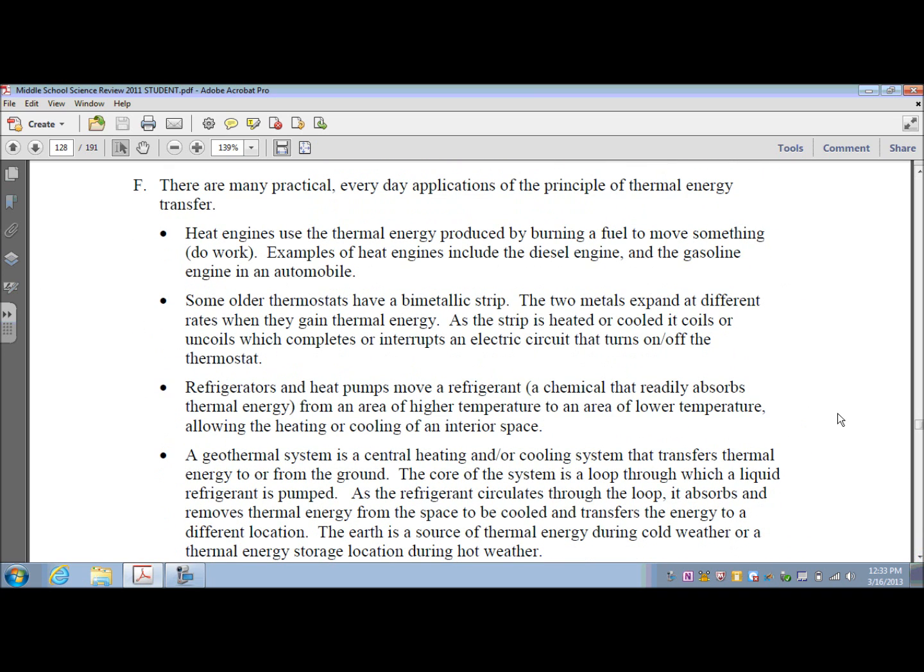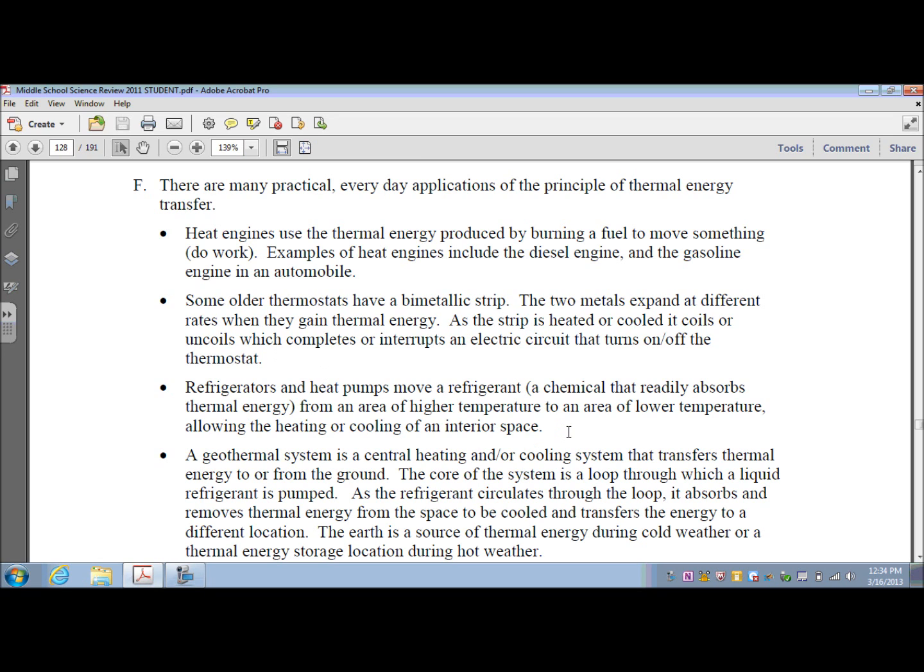Section F. There are many practical everyday applications of the principle of thermal energy transfer. Heat engines use thermal energy produced by burning a fuel to move something, to do work. Examples of heat engines include the diesel engine and the gasoline engine in an automobile. Some older thermostats have a bimetallic strip. The two metals expand at different rates when they gain thermal energy. As the strip is heated or cooled, it coils or uncoils, which completes or interrupts an electric current that turns on or off the thermostat.